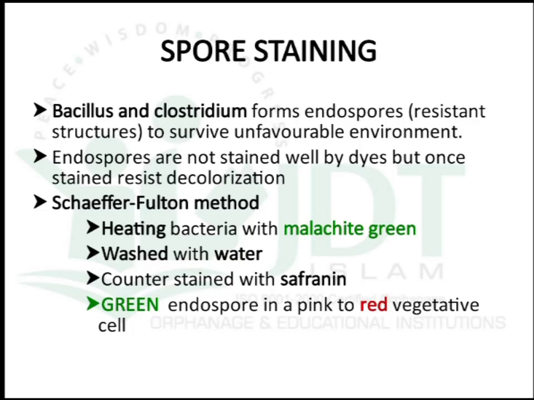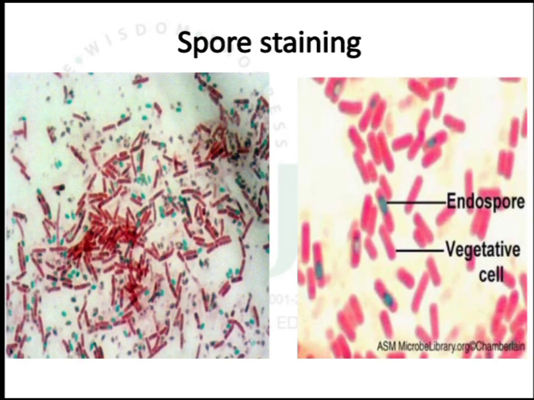Next one is spore staining. In order to stain the endospore: Bacillus and Clostridium form endospores, which are a resistant structure to survive unfavorable environment. So endospores are not stained well by dye, but once stained they will resist decolorization. It can be done by Schaeffer-Fulton method, in which we heat the bacteria with malachite green, then wash with water, then counterstain with safranin, so that we will get a green endospore in a pink to red vegetative cell. So we can see the observation as pink vegetative cell and a green endospore.